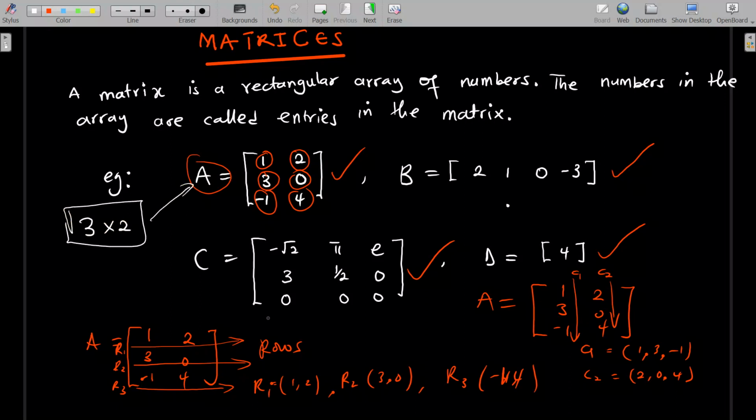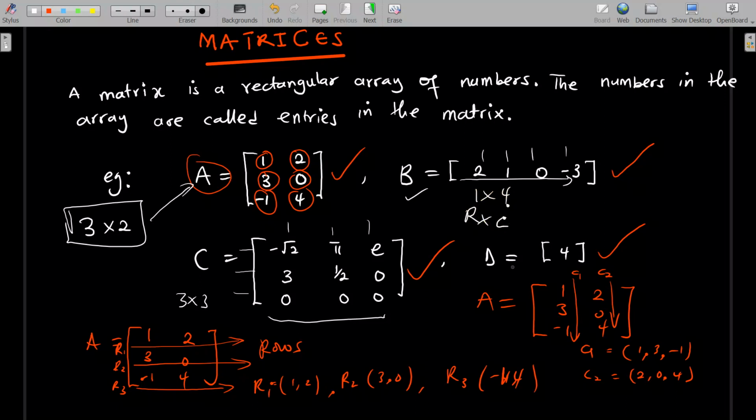If I come to the matrix C, how many rows do I have? 1, 2, 3, and the columns are 1, 2, 3. So I have a 3 by 3 matrix. If I come to the matrix B, how many rows do I have? Only 1 row. And how many columns? 1, 2, 3, 4. So I have a 1 by 4 matrix. Always the number of rows comes first, and then the number of columns.